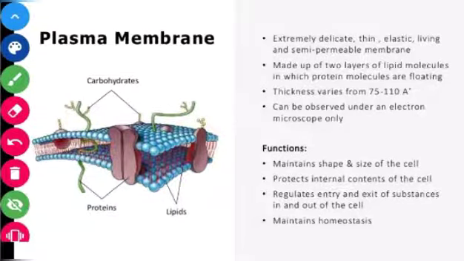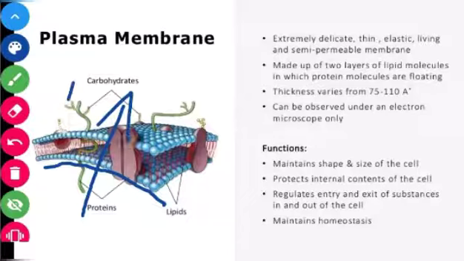The plasma membrane is an extremely delicate, thin, elastic, living and semi-permeable membrane. As you know, the plasma membrane is very soft and delicate, thin in structure and elastic. You can observe here that this structure is somewhat bent, so it is elastic and a living part. It is also a semi-permeable membrane which selects only the particular molecules or elements needed for the cell. If any waste is produced in the cell, it throws it out of the cell in this way, and if something is needed from outside, it takes it in this way.